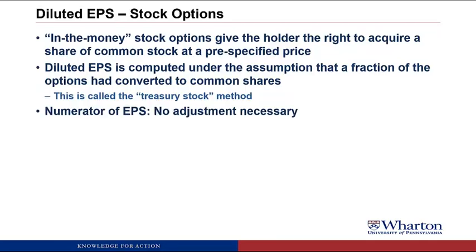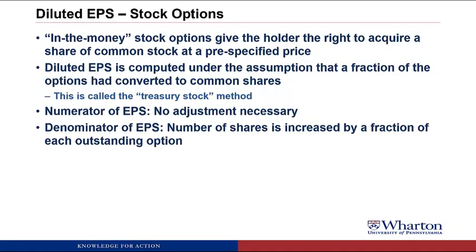In the numerator of EPS, we don't need to make any adjustment. And that's because stock options have no effect on the income statement after they've been granted. So these options were probably granted a long time ago. There was an expense. Now what's happened is the options are past the vesting period. They're in the money. Whether they're exercised or not has no impact on net income. So we don't have to adjust anything in the numerator.